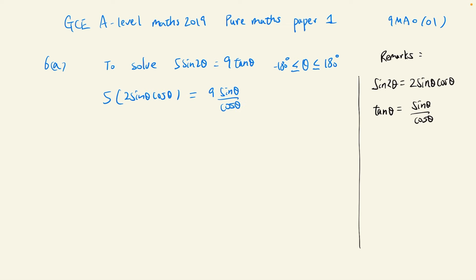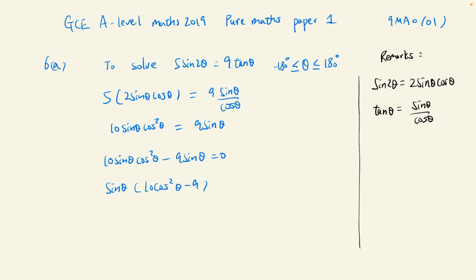And then cross multiply the cosine theta to the LHS. So it becomes 10 sine theta cosine square theta, which is equal to 9 sine theta. 10 sine theta cosine square theta minus 9 sine theta is 0. Take out sine theta, and it becomes sine theta times the bracket 10 cos square theta minus 9, which is 0. So now we have sine theta is 0, or 10 cos square theta minus 9 is 0.